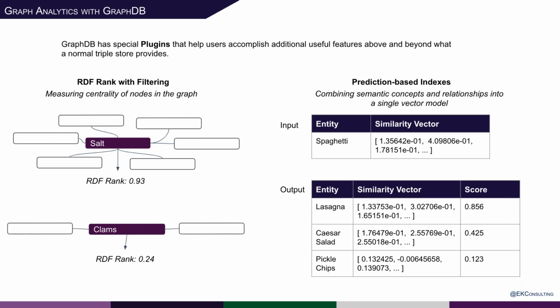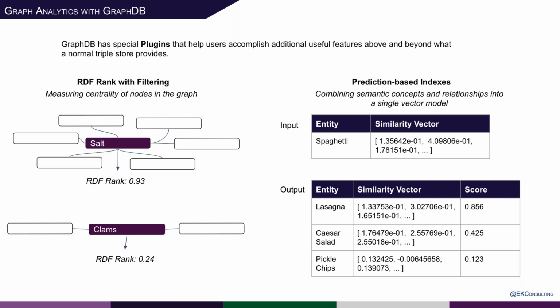One is RDF Rank, which if you're familiar with PageRank in Google, this is the idea of looking at a node in a graph and understanding how many connections it has, how central it is to the design of this graph. So you can imagine maybe something like salt, which appears in a ton of recipes. Everybody loves their salt and pepper, for example. Maybe it has a very high centrality, whereas something like clams, for spaghetti and clams, may be a little more of a rare ingredient.